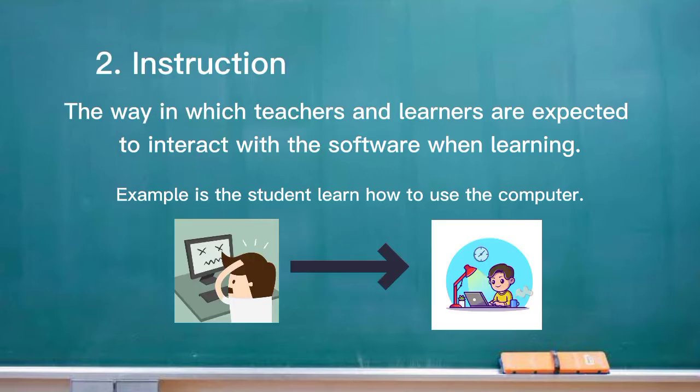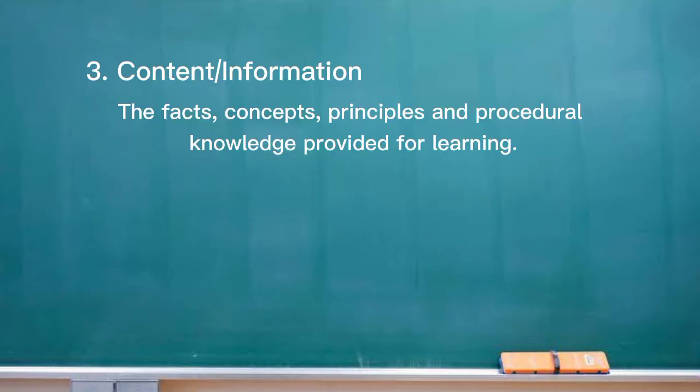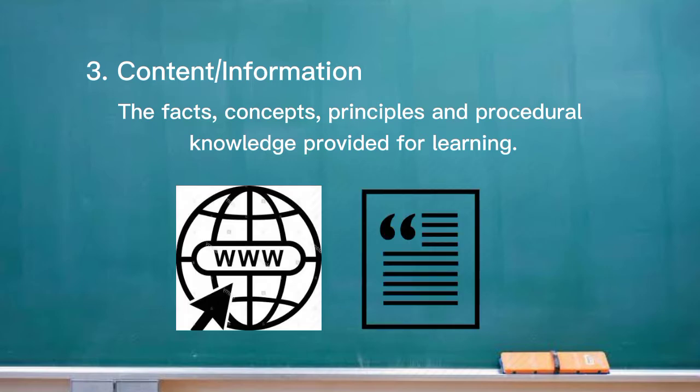Instruction is the way in which teachers and learners are expected to interact with the software when learning. This is the act of learning, of educating, giving steps that must be followed in an order. An example is a student learning how to use the computer. Content information is the facts, concepts, principles, and procedural knowledge provided for learning. These are the websites or articles.